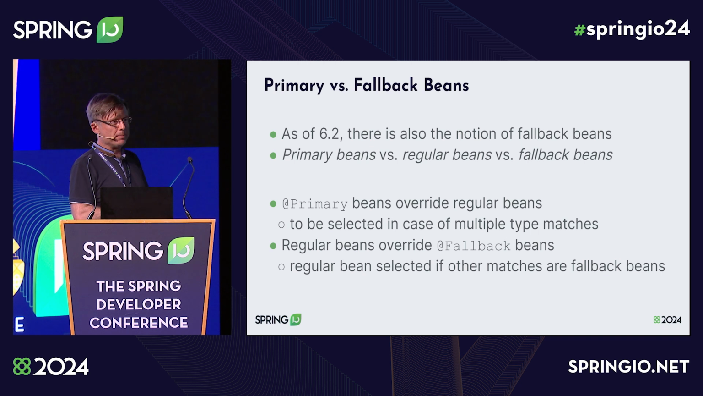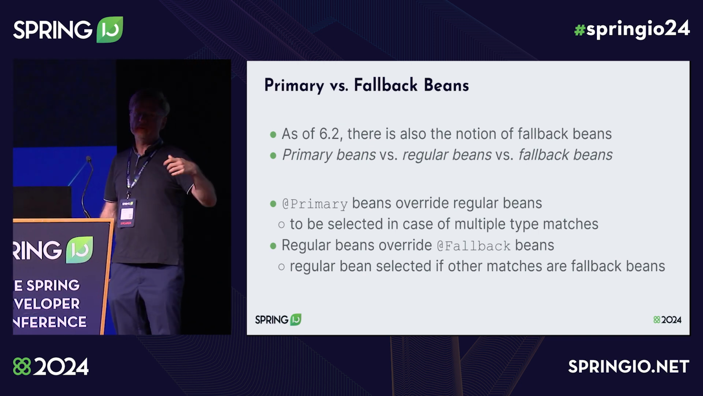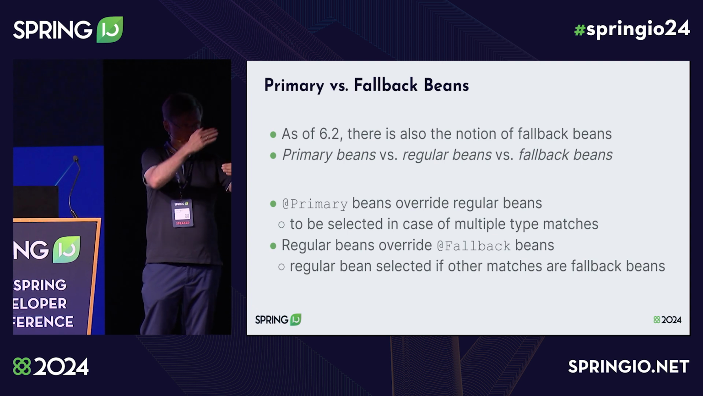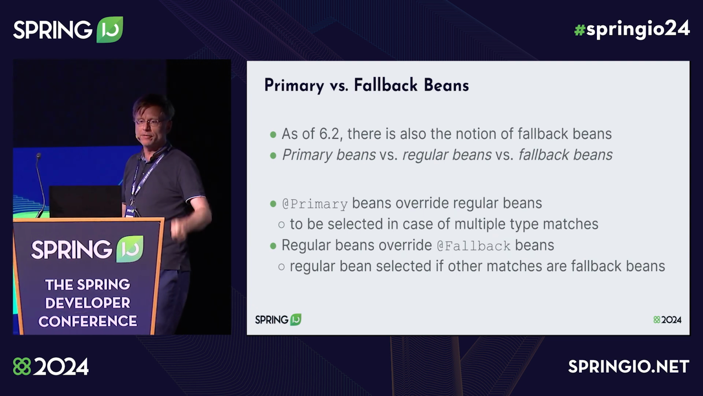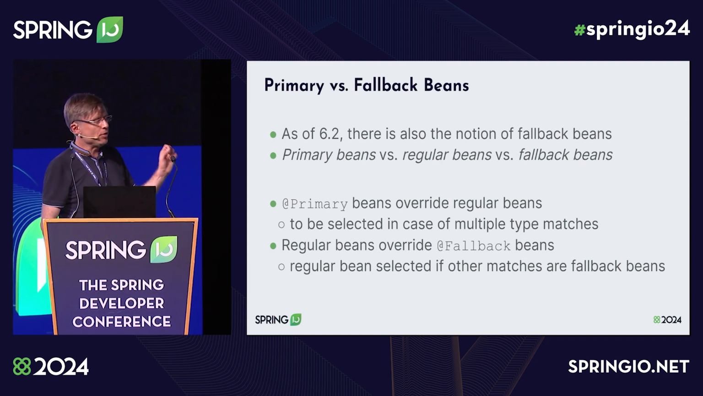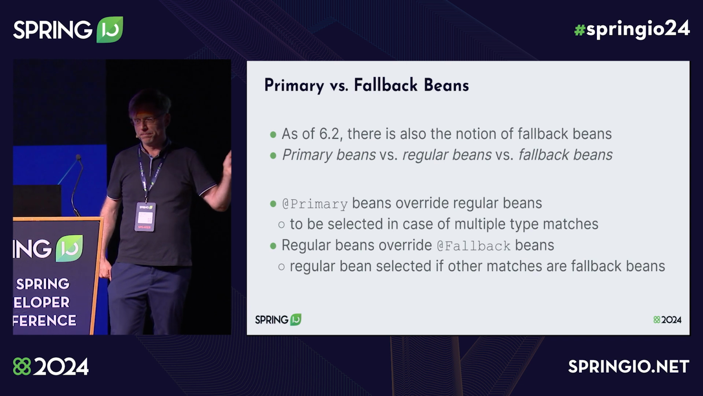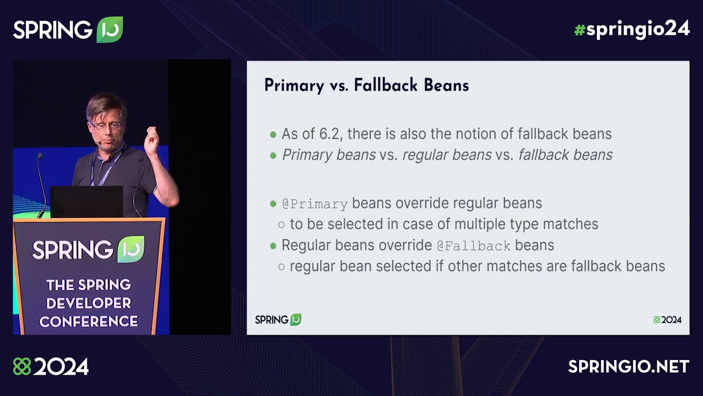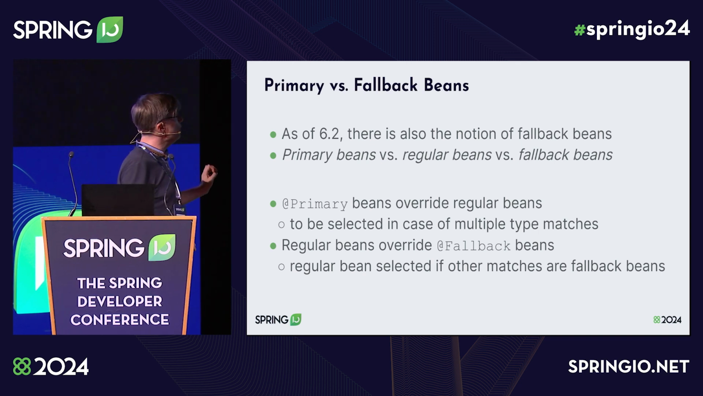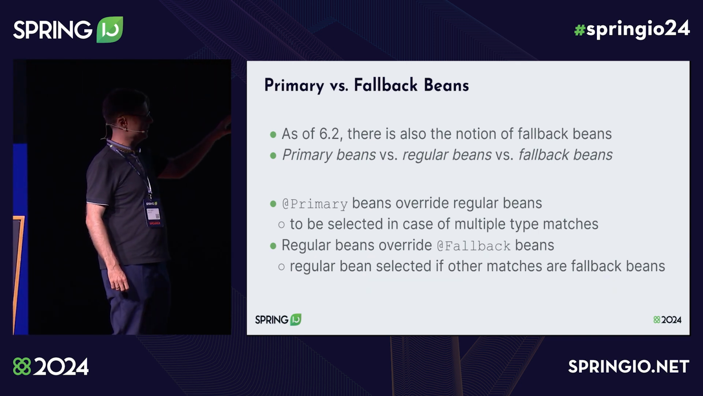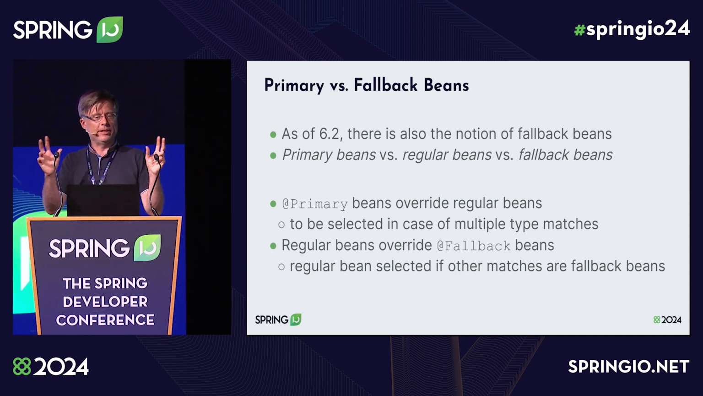Revisiting this notion of primary beans, remember? You can also flag a bean as primary. If there's a set of type matches, within that set we're going to use the primary candidate if there is one. This notion of primary is also being revisited in 6.2. We now have primary beans, we have the regular beans without any flagging, and we now have a new notion of fallback beans. So it's now 3 categories of flagging instead of 2.